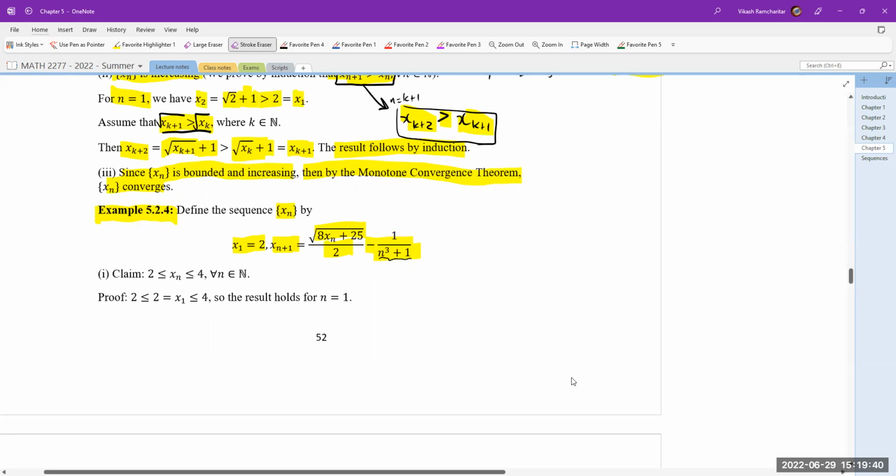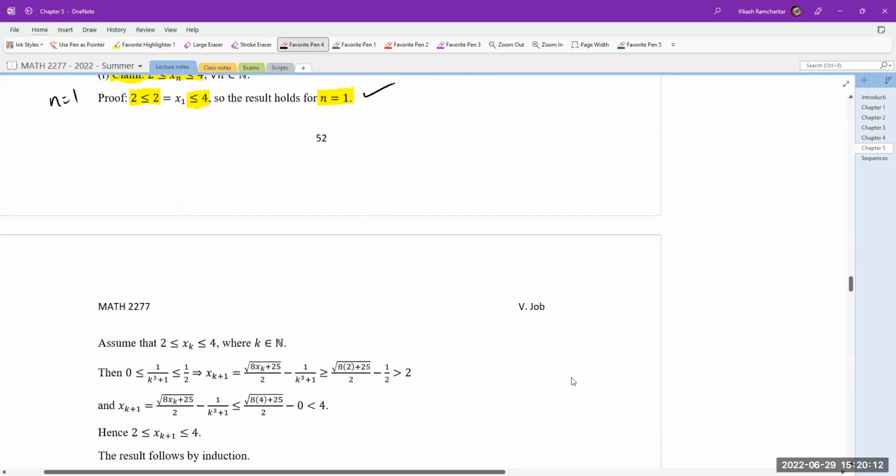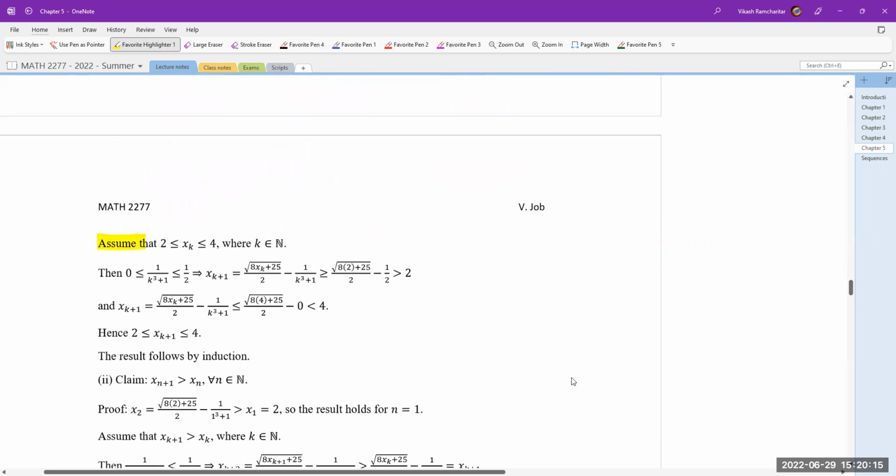Okay, again, we want to use the monotone convergence theorem. So again, we will probably give you a hint as to what the bound is. They gave us a hint that the bound is between 2 and 4. So again, you need to use induction to prove this. For the case of n equal 1, what is x1? x1 is 2. So 2 is clearly less than or equal to 2, which is clearly less than or equal to 4. So the result is true for n equal 1. That's our base case.